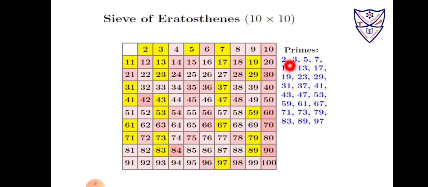So the numbers left out from the circles are the prime numbers from 1 to 100: 2, 3, 5, 7, 11, 13, 17, 19, 23, 29, 31, 37, 41, 43, 47, 53, 59, 61, 67, 71, 73, 79, 83, 89 and 97. So these are the numbers that are left out from the Sieve of Eratosthenes prime numbers method.